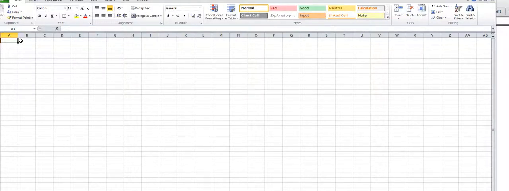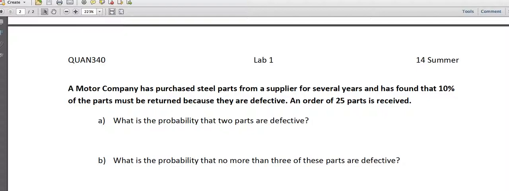First you open a new spreadsheet. For the binomial distribution, we know we only have 2 parameters. One is n, which is the sample size, and another is p, which means the probability of success. Look at this example again. How do we define the success? The success is the parts are defective. If the part is defective, we say it is a success event. What is the probability attached to the success? That is 10% of the parts must be returned. So the 10% will be the probability of success.